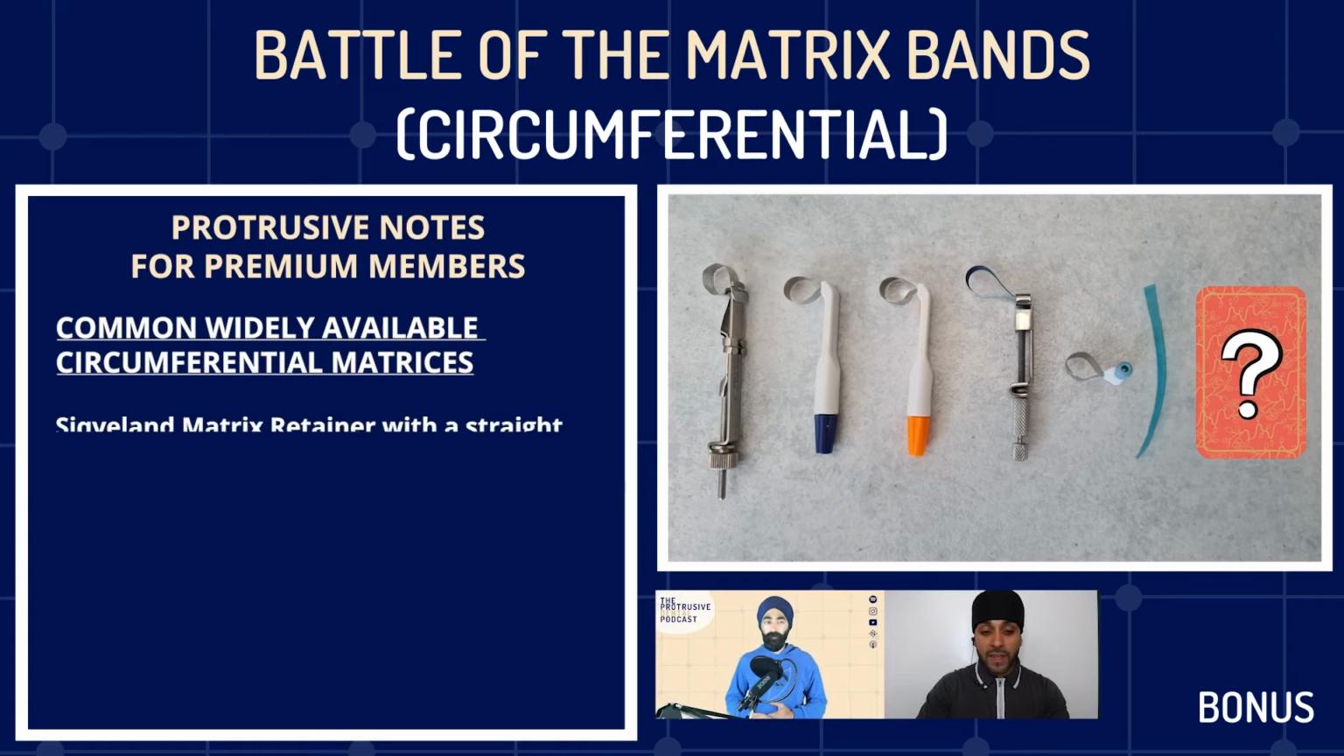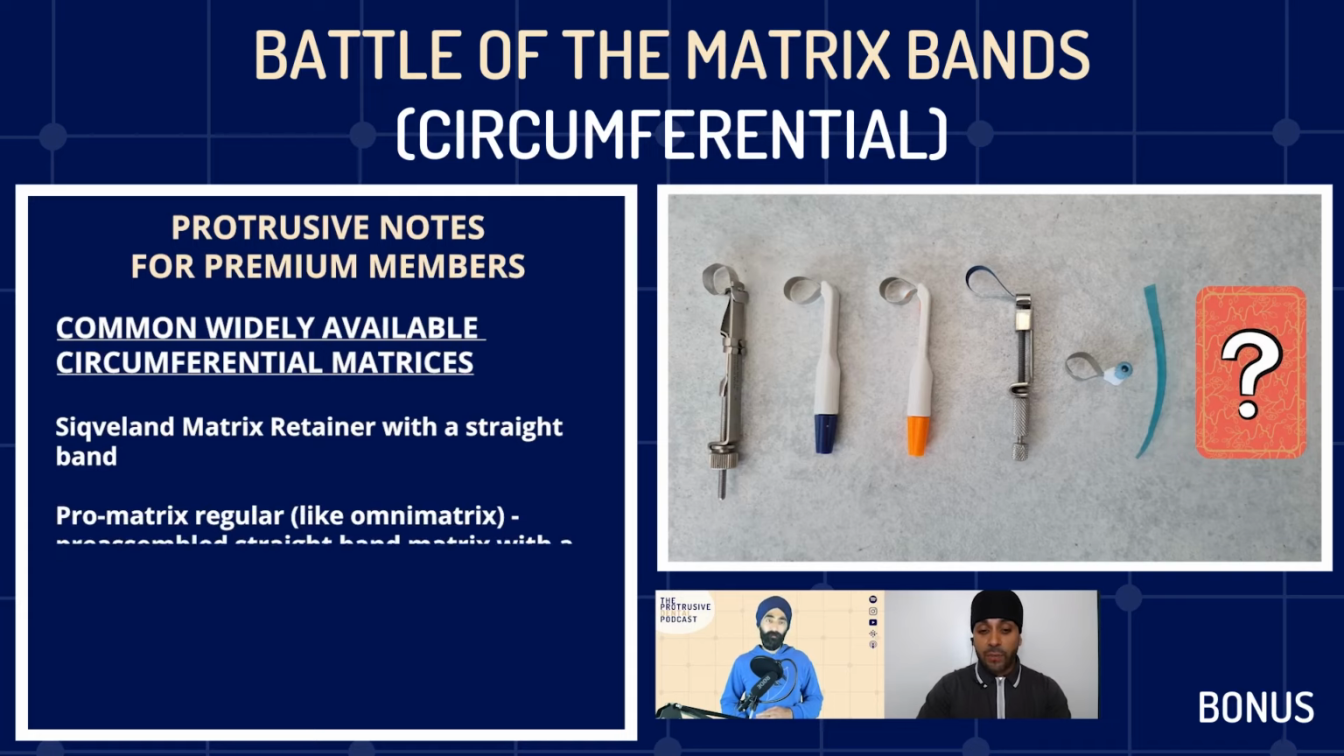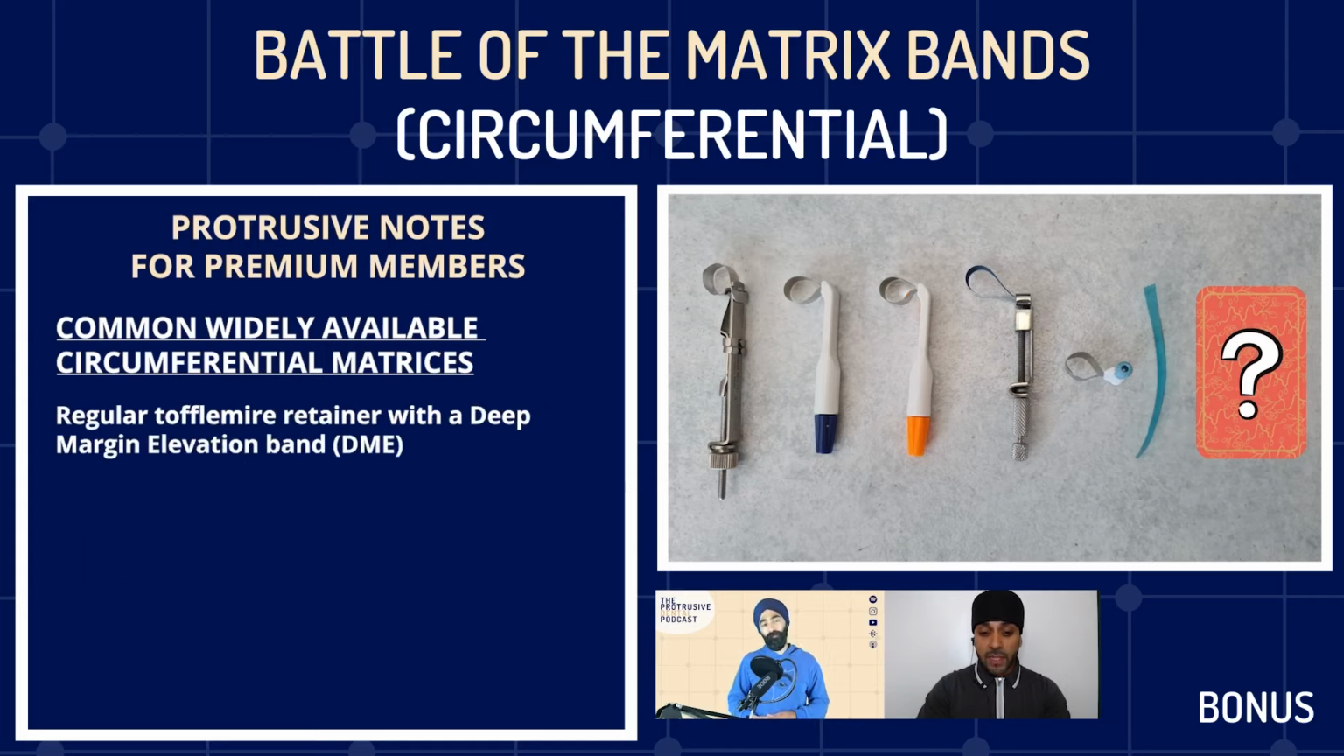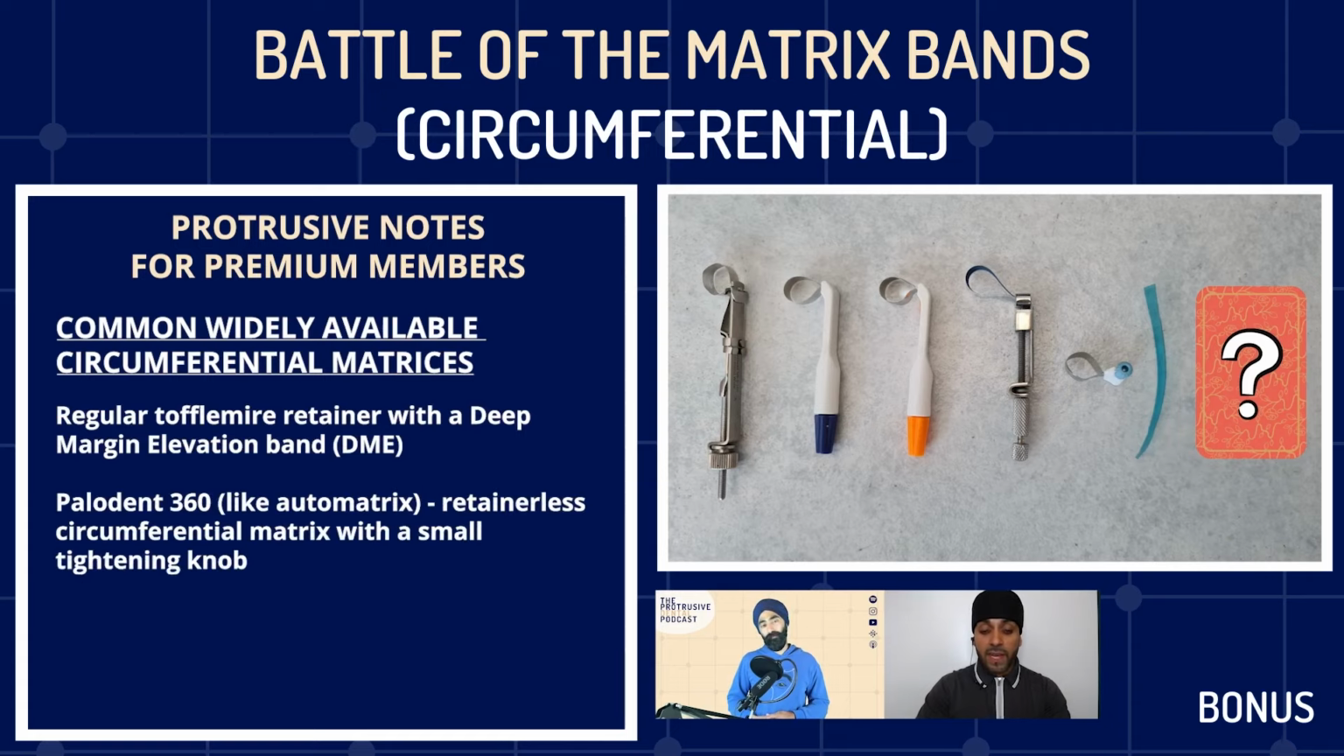So from left to right in order, we have the Siqveland retainer with a straight band. Then we have the Pro Matrix regular, which is a pre-assembled straight band matrix with a plastic arm, similar to Omni Matrix. And then we have the Pro Matrix curve, which is the same as above, but has a cervical and coronal contour. And then we have the regular Tofflemire retainer with a DME band, a deep margin elevation band. Then we have the Palodent 360, which is a retainerless circumferential matrix with a small tightening knob. It's similar to AutoMatrix.